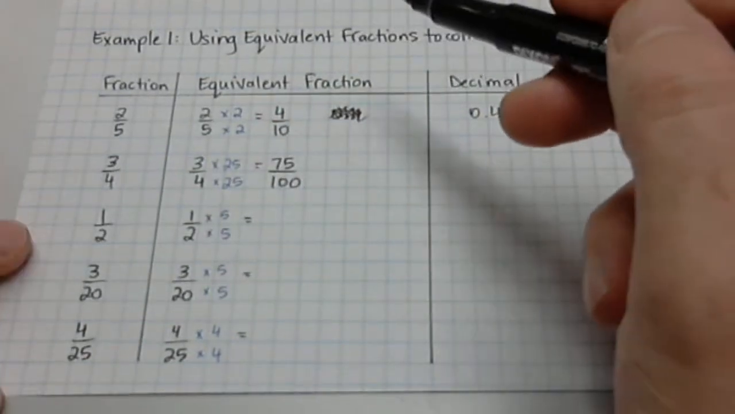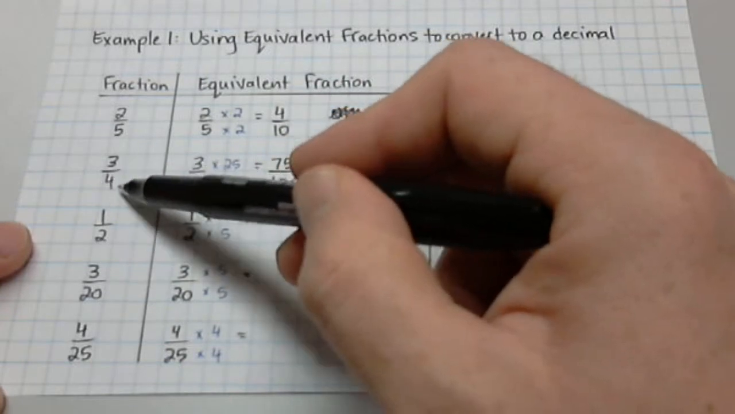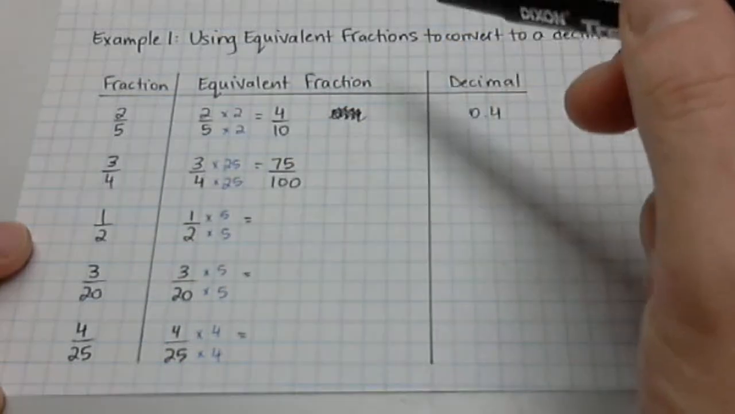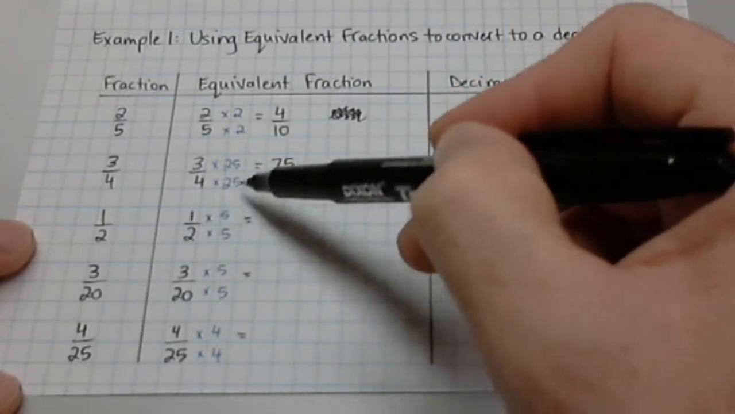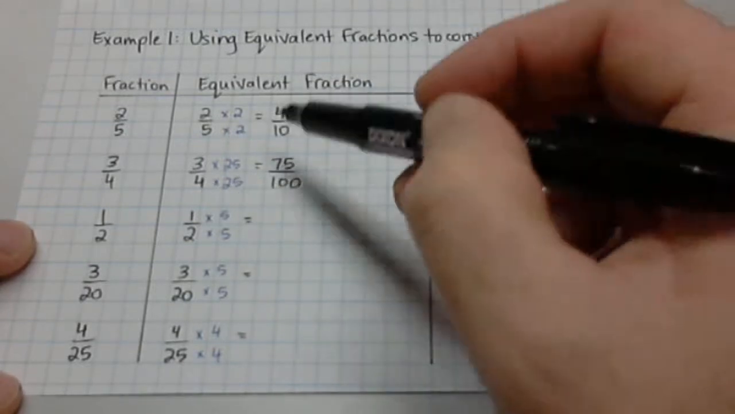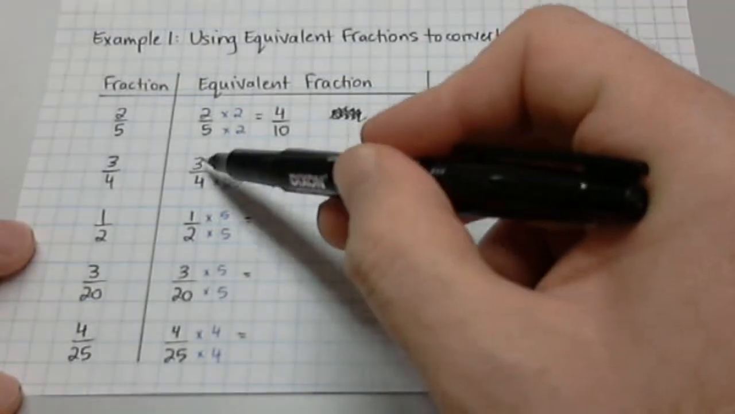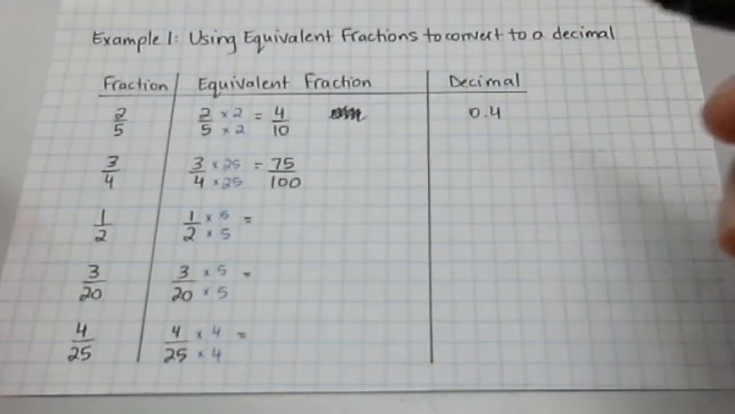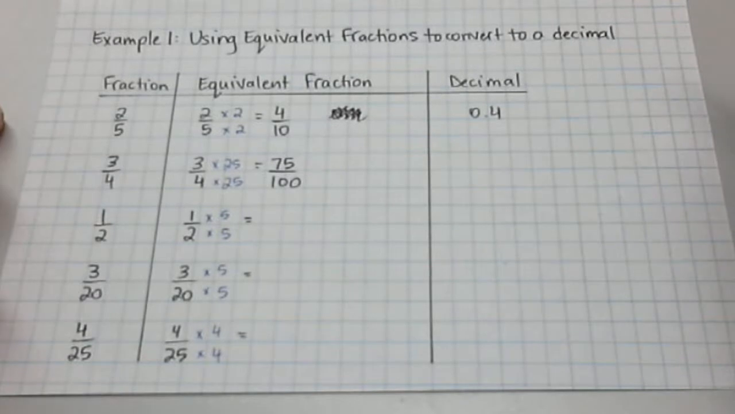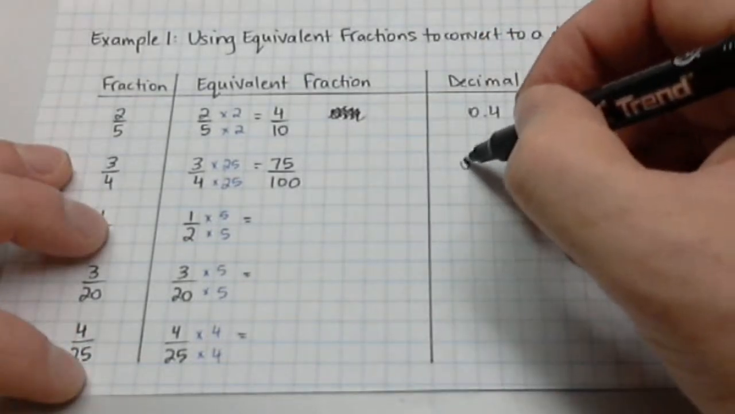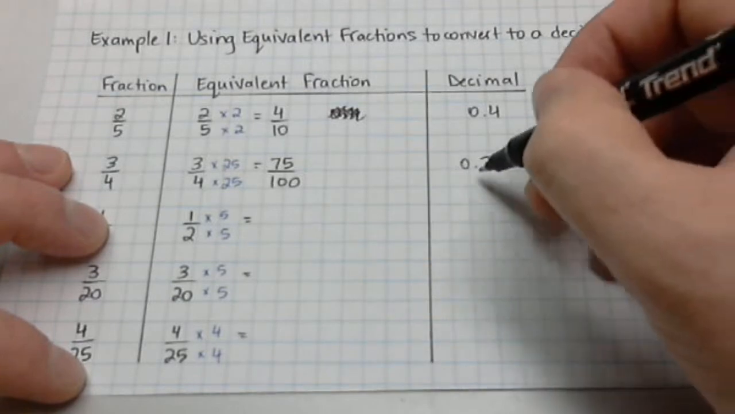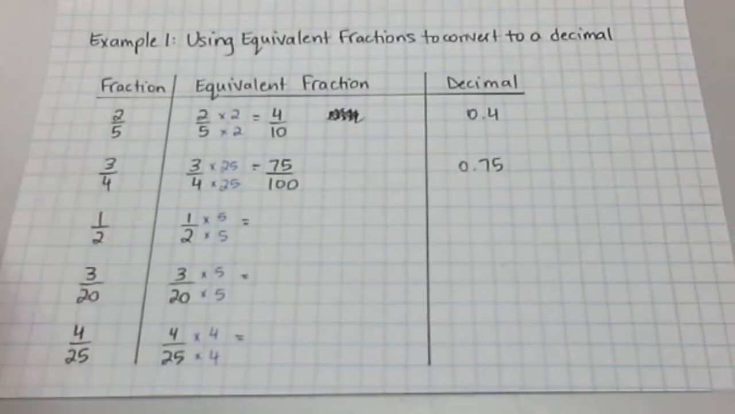With 3 quarters, there's not really a way for me to get from 4 to 10 using whole number multiplication. But what I can do is multiply 4 times 25 to get a number over 100. When I do that, I have to multiply 3 times 25, and I get 75. Anytime you see a number over 100 as a decimal, it just becomes that number with a decimal in front of it. So it becomes 0.75.